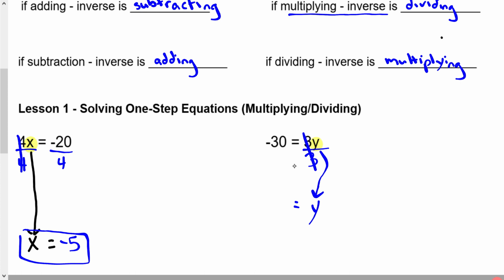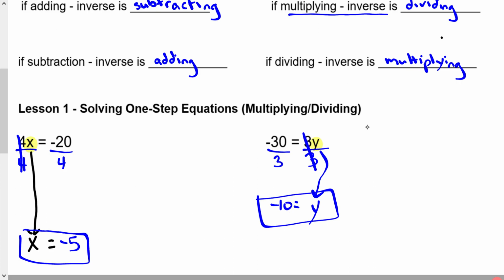But what do I have to do to the right side? What we did to one side of the equal sign, we have to do to the other, so these two sides stay the same. We just divided this side by 3 to get the y by itself. So let's divide this side by 3. -30 divided by positive 3 is -10.